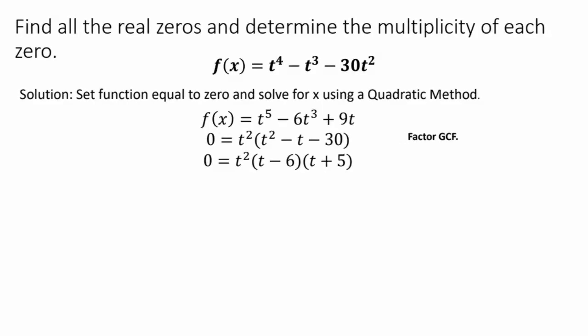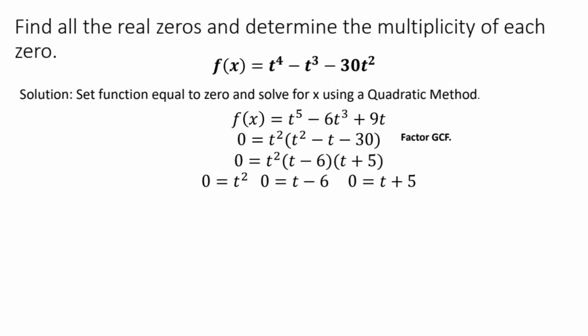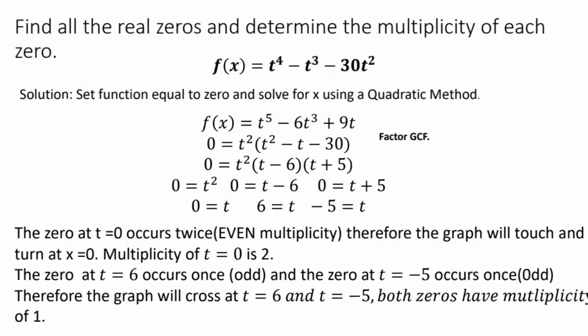Again, I need to find two numbers that multiply together to give me a negative 30, and when I add the same two numbers, give me a negative 1. What are those two numbers? Negative 6 and a positive 5. Now I can use my zero product property to solve for the t's, or the intercepts. We have 0 equals t squared, t minus 6 equals 0, and t plus 5 equals 0. For the first one, taking the square root on both sides, t is equal to 0, t is equal to 6, t is equal to negative 5.